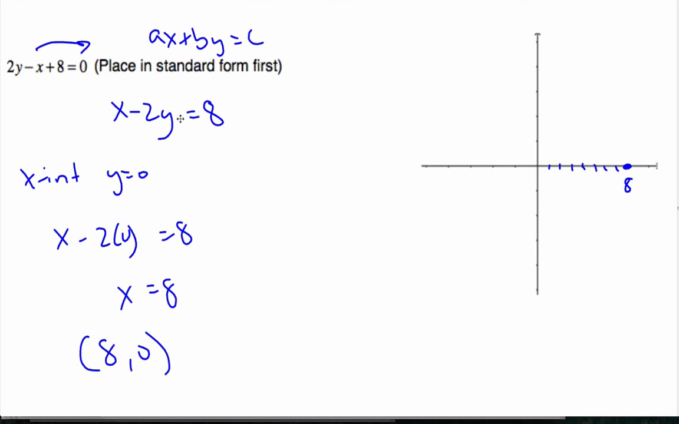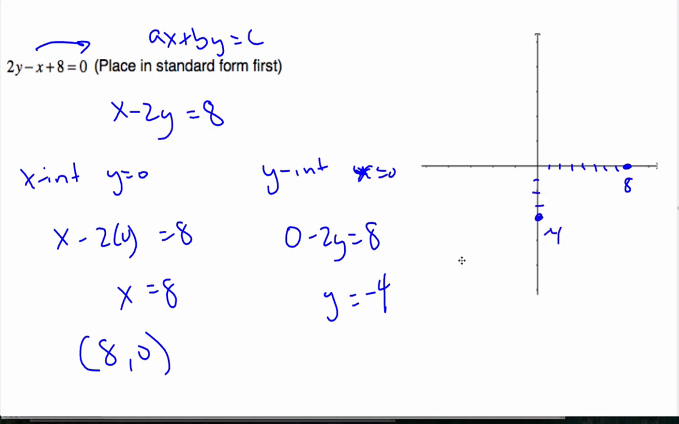If I want to find a second point, because I need 2 points to draw a line, I'm going to find the y-intercept, which means that x is equal to 0. So 0 minus 2y is equal to 8. Y then is equal to negative 4. And so I go 1, 2, 3, 4 in the negative. There's negative 4. Connect the points, because this is the point (0, negative 4). All right, so in order to draw a line, one approach is to find the x and the y-intercept, because you need 2 points, and that will give you the line.